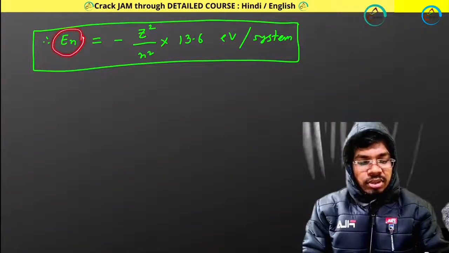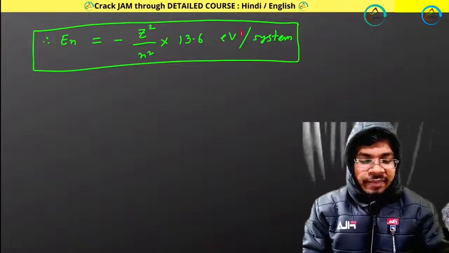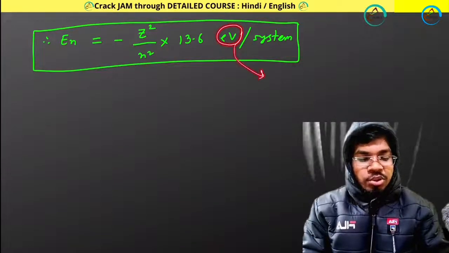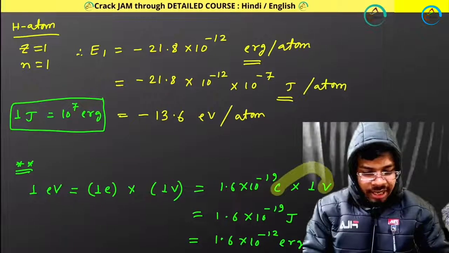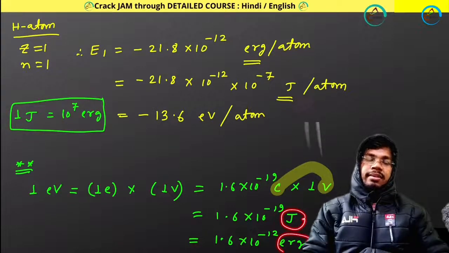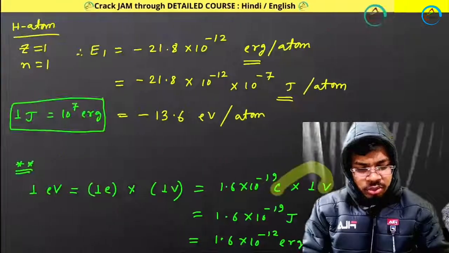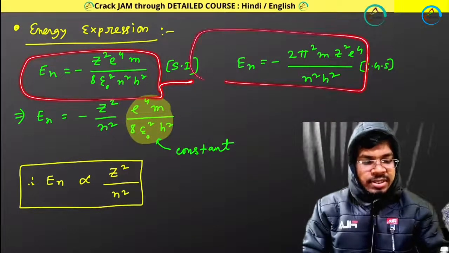En equals this expression in electron volt. I told you how to convert the value of electron volt into joule or erg. You easily know this. I showed you that 1 electron volt means this amount of joule, this amount of erg. So we don't want to use this expression for SI or this expression for CGS.